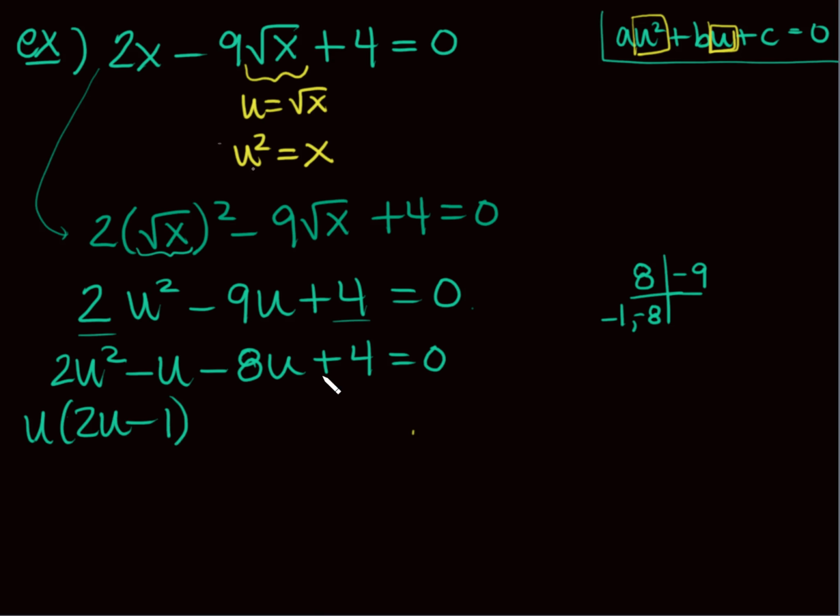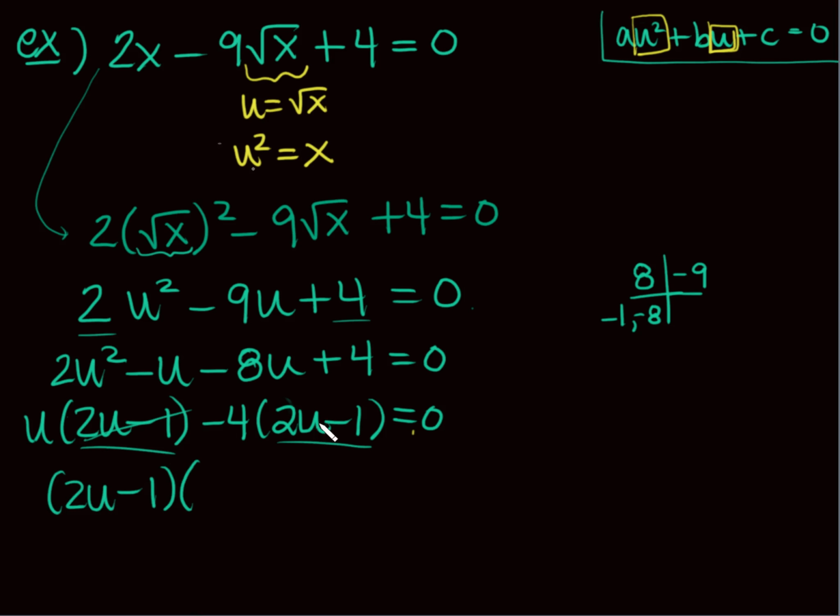Minus 1, what can I take out of these two? A negative 4. So I'm left with, oh no, I'm not left with 8. Oh my goodness, how embarrassing. Not 8. I'm left with 2u minus 1 equals 0. And then I'm going to factor out that 2u minus 1. So 2u minus 1, what would I be left with if I take that out? I'd be left with u minus 4 equals 0.